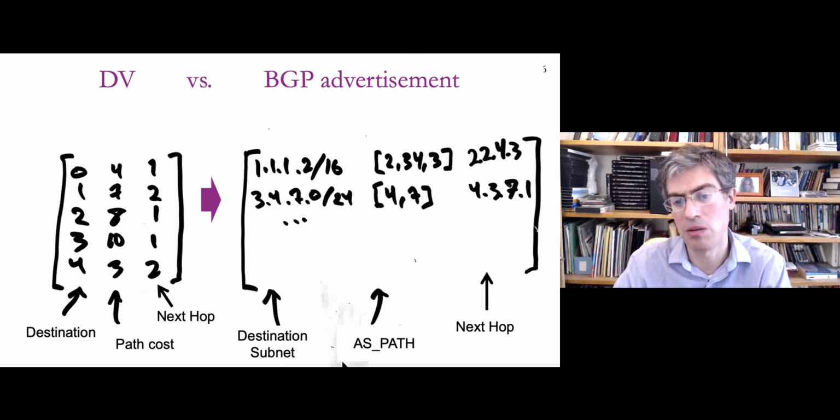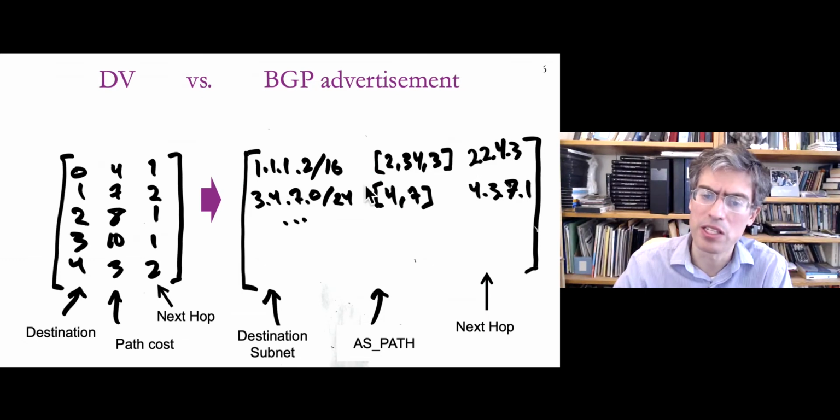They will advertise to their neighbors, what hosts can I reach? What's the cost to go there through me? And what autonomous systems will the packet travel through? And if you want to send it there, what IP address should you send it to?